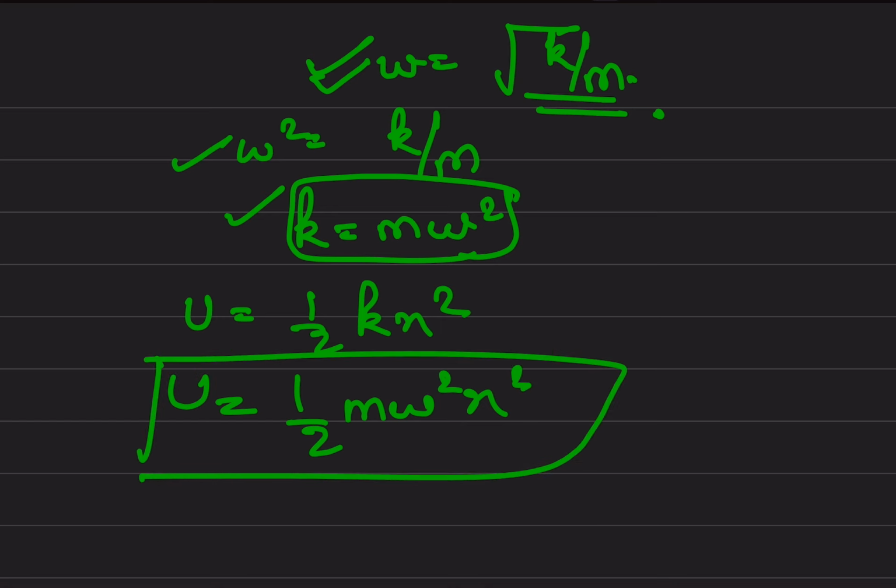Okay, this is the potential energy at x. U(x) is equal to half m omega square x square. Now, as we know, what is the equation on the x axis for this moving block m? x is equal to a sine (omega t plus delta).